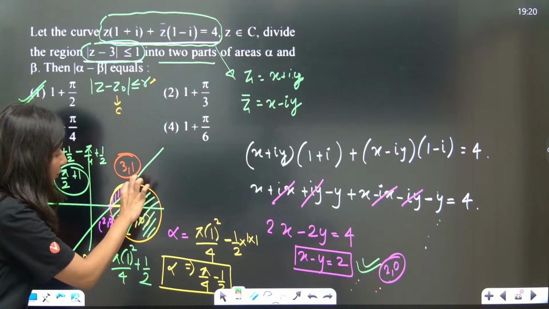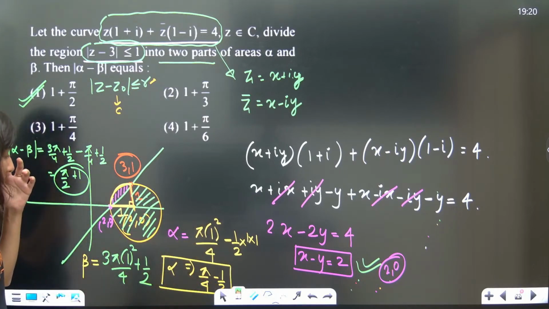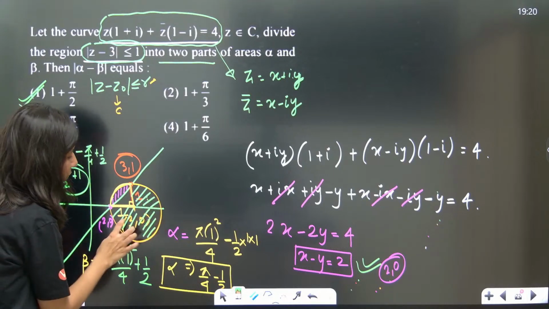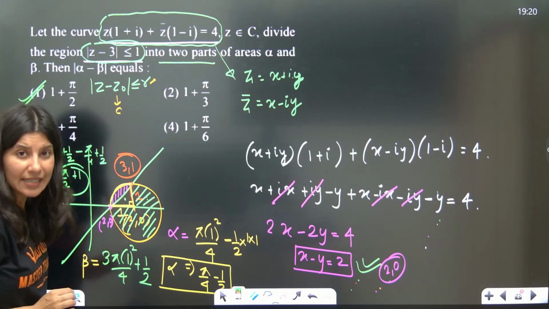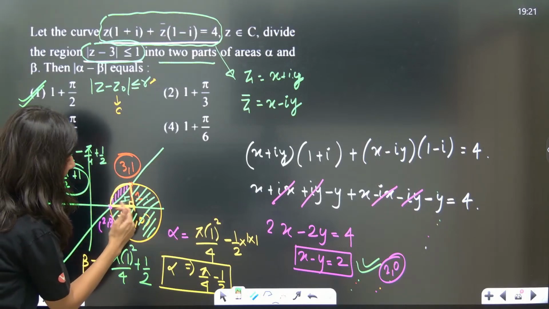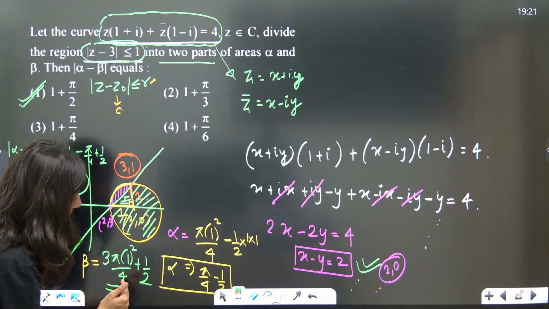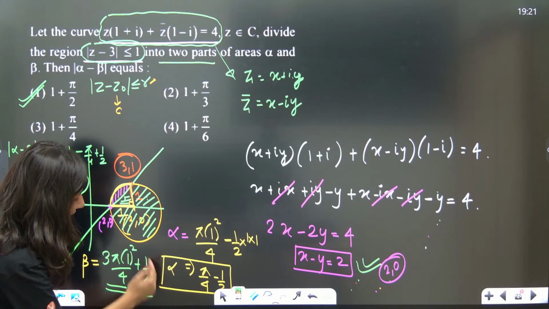Triangle will be half into base into height, so pi by 4 minus half. Now the remaining area will be what? Understand, 3 quadrants and this triangle is the remaining area. Right? So one area, another area. So this area is 3 quadrants plus triangle. So 3 quadrants, 3 pi r square by 4, plus area of triangle, is half.